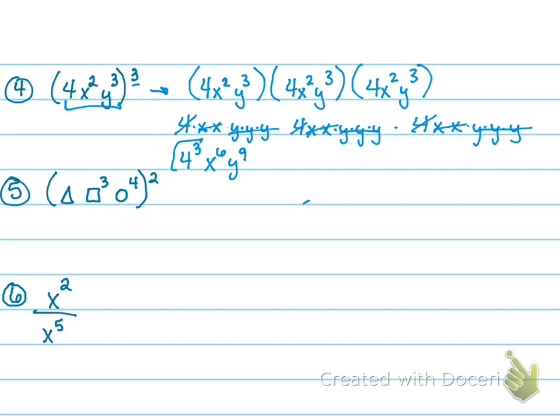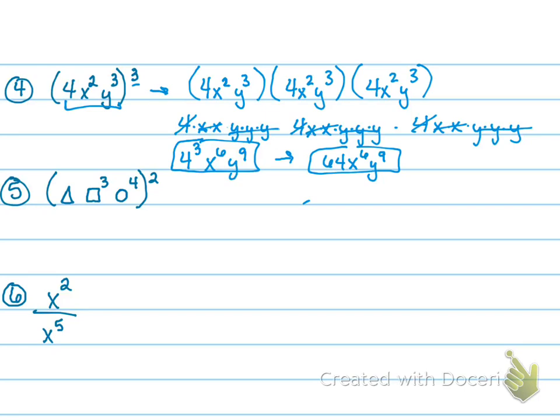So we could leave our answer like this, or we could think about what 4 times 4 times 4, 4 to the 3rd power, is. 4 times 4 is 16, 16 times 4 is 64. So the answer is 64 x to the 6th, y to the 9th power. And then we would be finished with that problem.